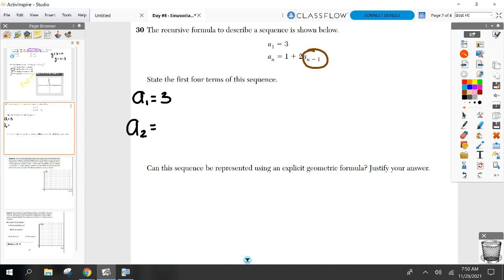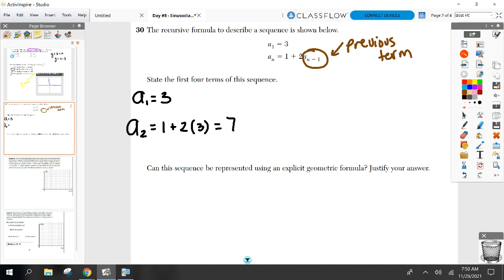Anybody remember what a with the n-1 subscript is? Previous term. Previous term, remember. So once I know that, let's get the ball rolling now. How do I find the second term? 1 plus 2 times previous term. There we go. Second term, 7.